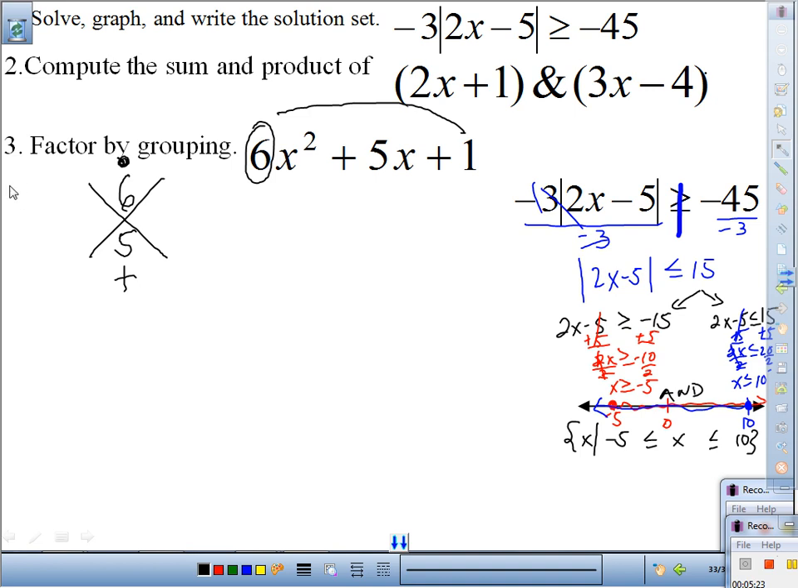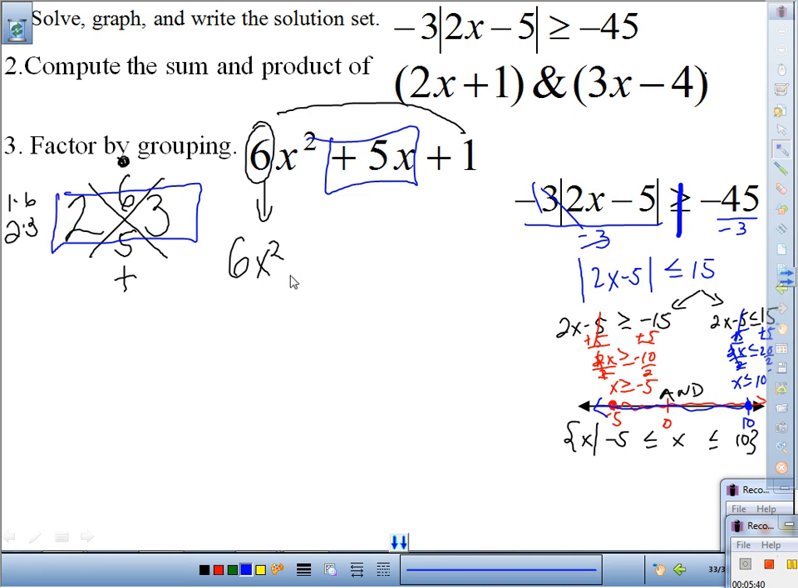What factors of 6? 1 times 6, 2 times 3. So what 2 add up to 5? 2 and 3. So I'm going to rewrite this. 6x squared. Next one is positive 5x, but instead of that, I'm going to break it up into what? 2x plus 3x. Bring down the last term, plus 1. And now I can continue my grouping method. These two, these two.